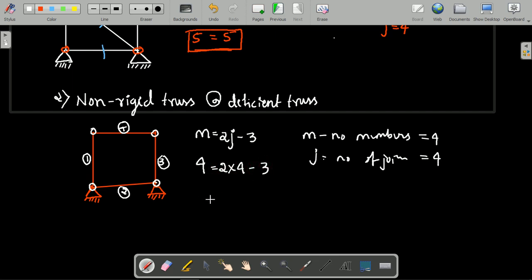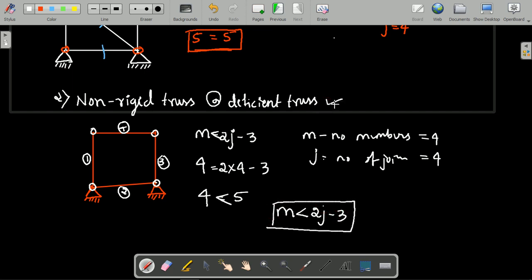So now what happens? 4 is less than 5, right. So if it is less, it means m is less than 2j minus 3. That type of truss is considered a deficient truss. It means the number of members is less than what is required for a perfect truss. If you provide another member here, then it becomes a perfect truss.